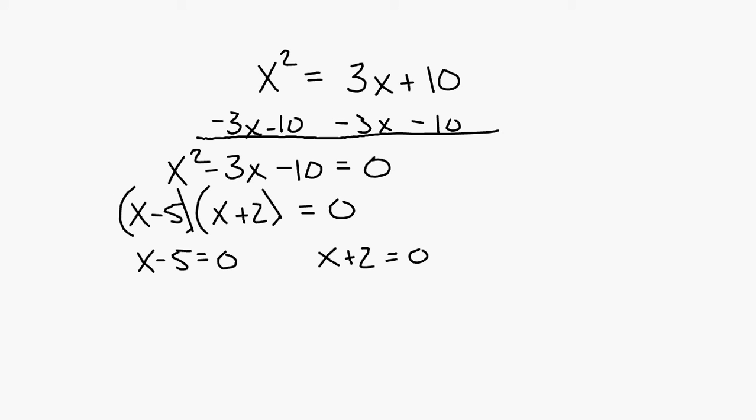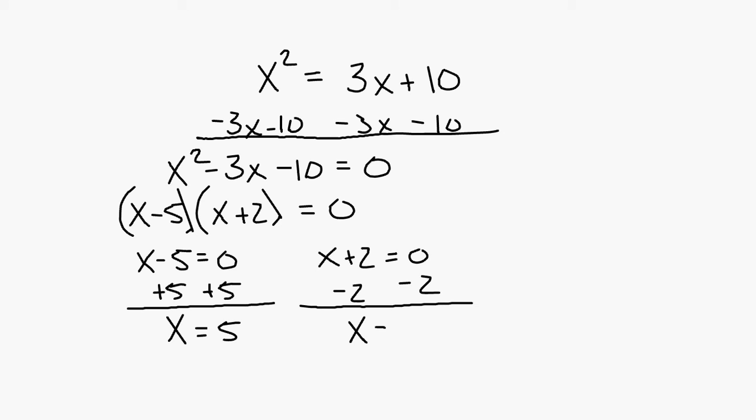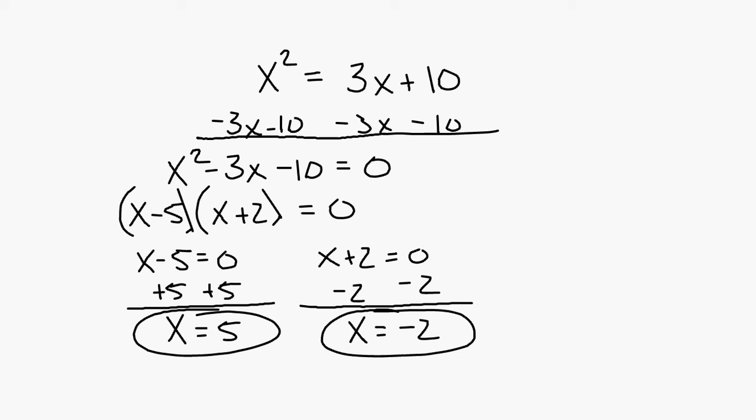You solved them both. So one of your solutions is x equals 5. The other solution was that x equaled negative 2. And you had two solutions for x. You're going to run into a problem like that in your assignment today. So just remember, you know how to do it. You just haven't done it in a while. Okay?